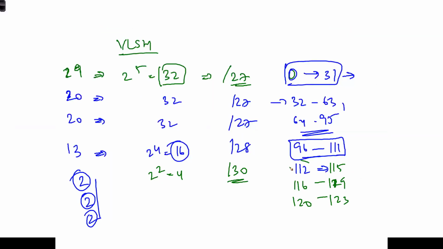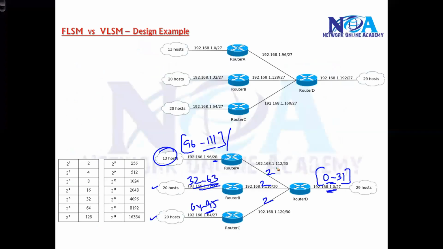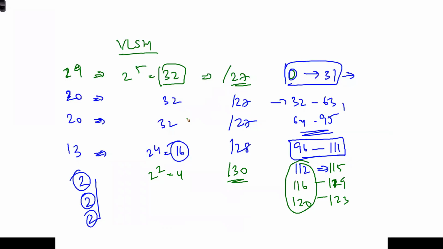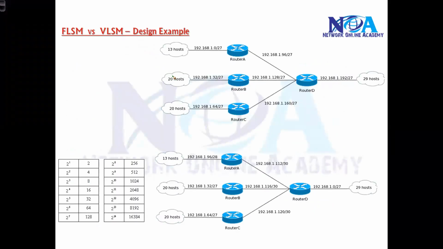You can see the network IDs here. These are the network IDs, so 112, 116 and 120 we are using here. So this is the difference. If you look at the FLSM examples, in FLSM basically all the networks will be equal sizes. There will be slightly more wastage of the IPs, and that can be minimized with VLSM designs. So this is how you generally design the IP addressing with respect to VLSM.